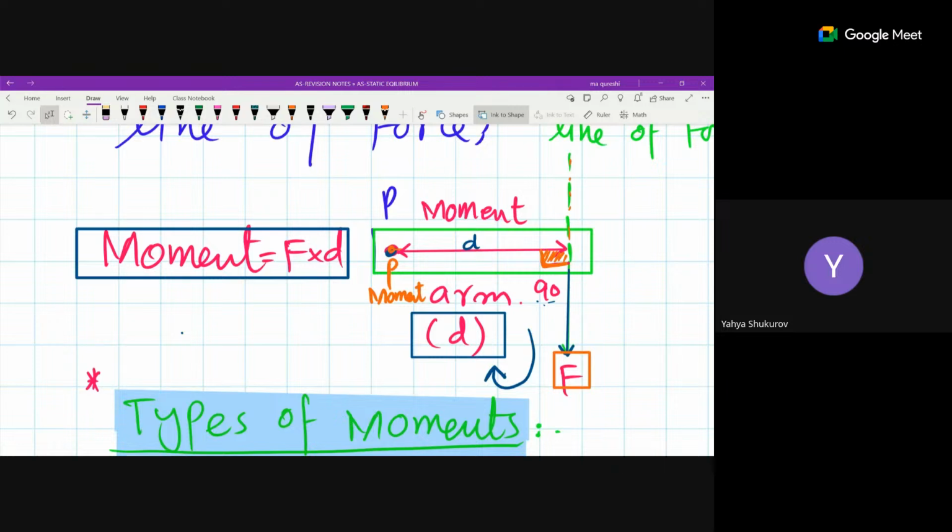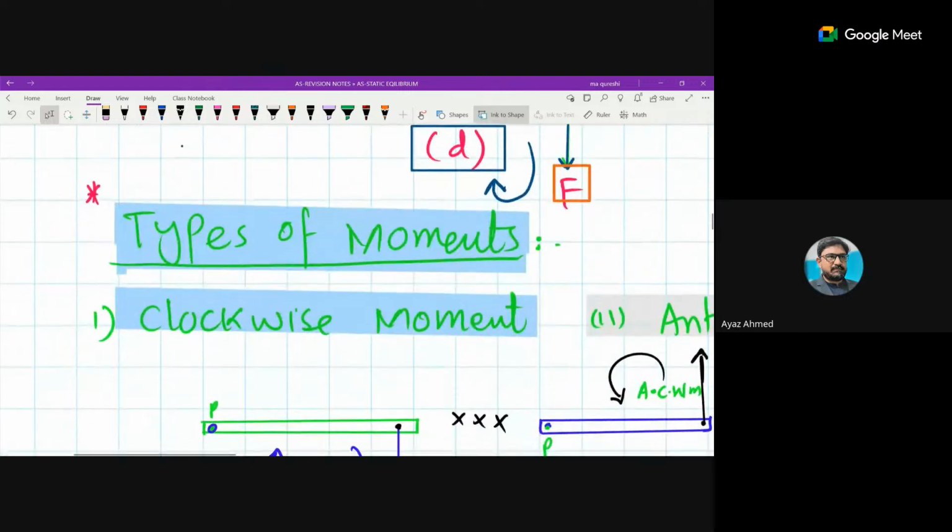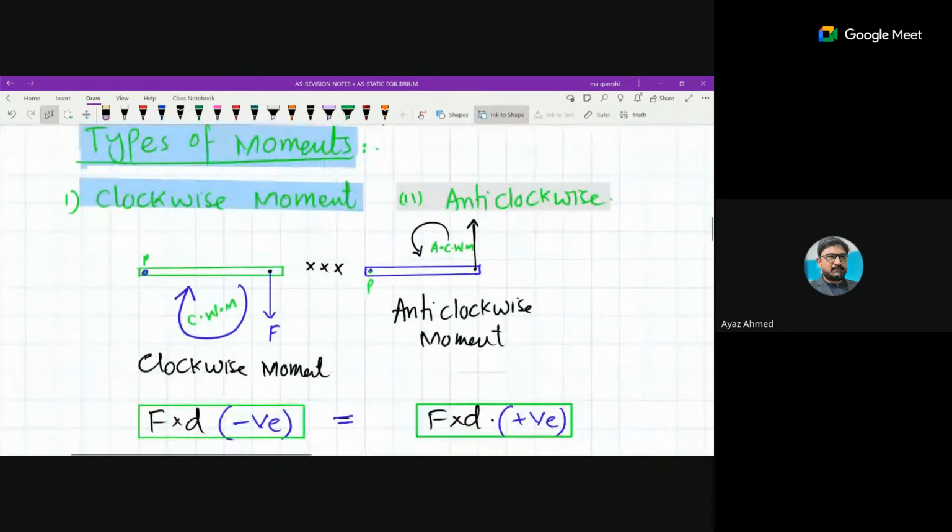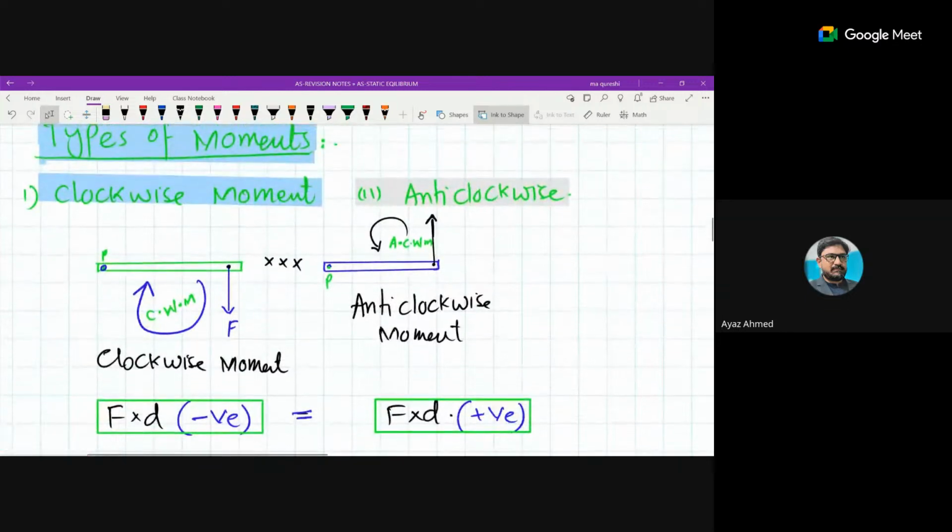Yes, clear. Okay. Now we will talk about another interesting point, what types of movement are there? There are two types of movement, either clockwise or anti-clockwise. So when the movement is clockwise, it would cause the body to rotate in a clockwise direction. And if the movement is anti-clockwise, it will cause the body to rotate in an anti-clockwise direction.